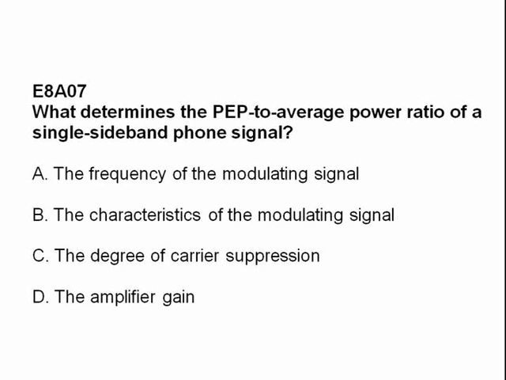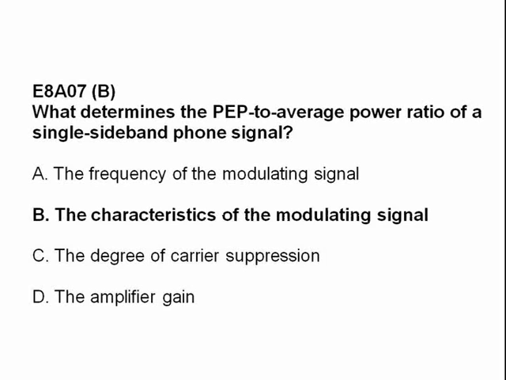What determines the peak envelope power to average power ratio of a single sideband phone signal? A, the frequency of the modulating signal. B, the characteristics of the modulating signal. C, the degree of carrier suppression. Or D, the amplifier gain. Answer B, the characteristics of the modulating signal.